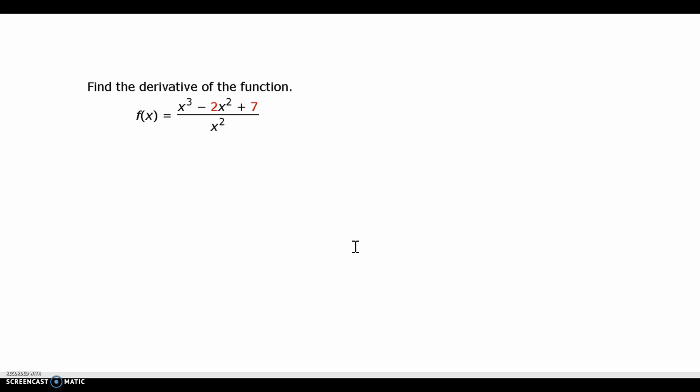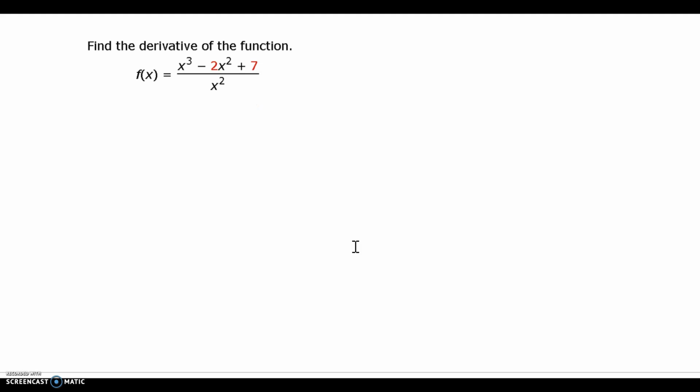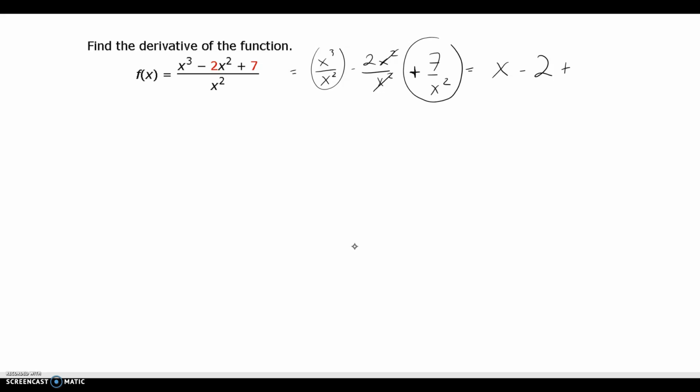All right, speaking of derivative rules, find the derivative of the function. You study the quotient rule, but I want to avoid the quotient rule if I can. In this case, if I just do a little bit of algebra, dividing this trinomial by a binomial, much like we did in the last example, I can just divide each term, since there's just that one x squared in the bottom. This function is the same as x to the first minus 2x over x squared, which is minus 2, plus, and I want to rewrite this using negative exponents so I can take the derivative using the power rule. So 7 divided by x squared is 7x to the negative 2.